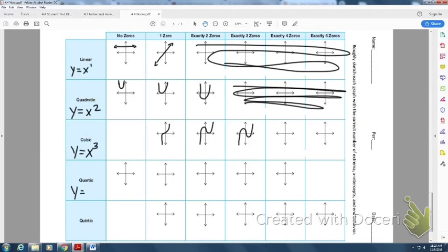A quartic, so this is x to the 4th. This is possible that it would not cross the x-axis. This looks like a parabola that is just a little bit wider. You saw these, I believe it was 4.1, 4.2 notes. It is possible for it to come and then just barely touch it. It is also possible for it to just go through. So everything right now on quartic is the exact same as quadratic pretty much. It's just they look a little bit wider.